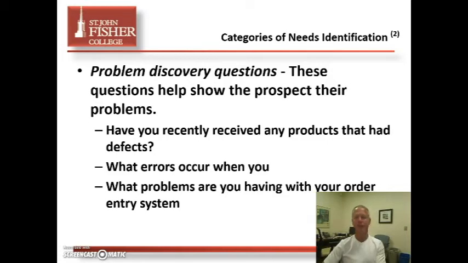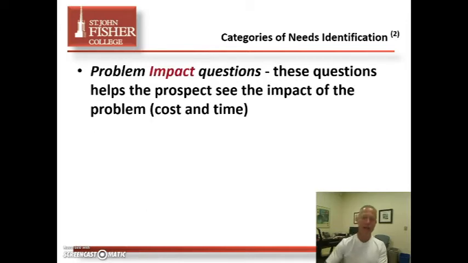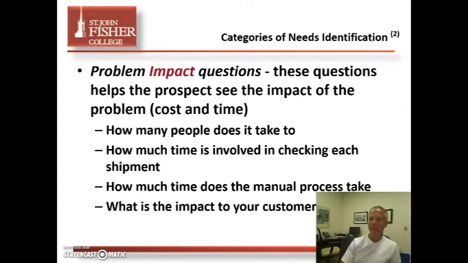So problem discovery questions, again, help understand the problems. Then you've got problem impact questions. These questions help the prospect see the impact of the problem. How many people does it take? How much does it cost you? What do you think it's costing you when that happens? How much time? Is it a manual process? All those things get into the implication or impact questions.